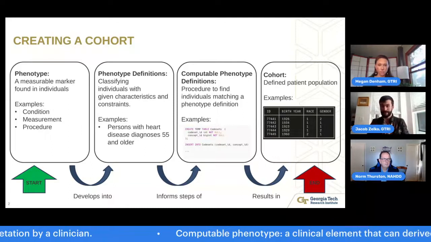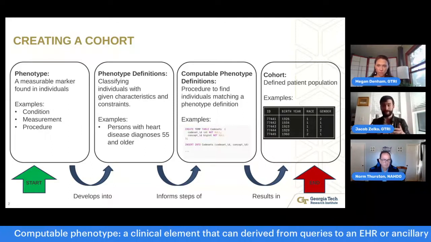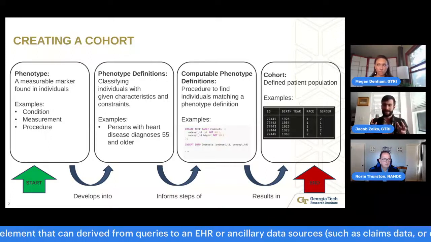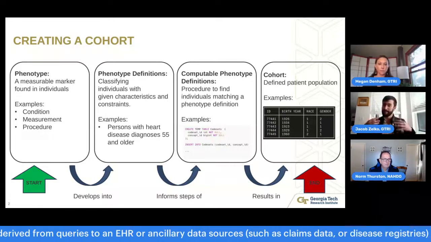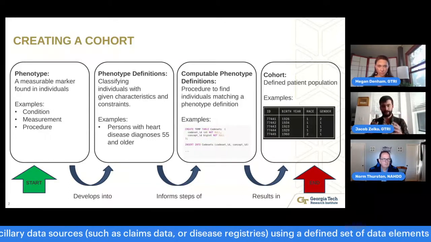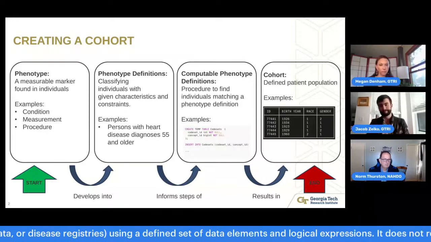And then finally, once the computable phenotype has been executed on the database itself, we can end up with CSVs, tables, and so forth of these defined patient populations, or in a nutshell, cohorts that we can then analyze going forward.